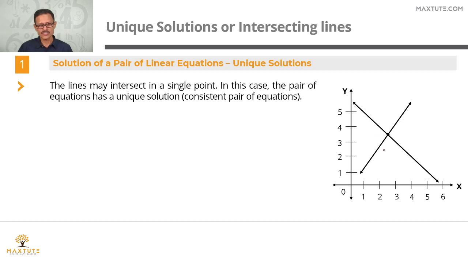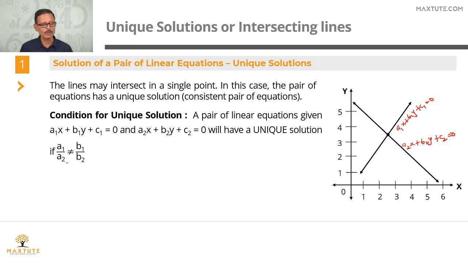If you have two straight lines, they could intersect at one point, as it happens in this diagram, in this graph. They may intersect at a single point. In that case, such a pair of linear equations will have a unique solution. Let's say this equation representing this line is a1x plus b1y plus c1 equals 0. And let's say the second line has an equation which is a2x plus b2y plus c2 equals 0. These two equations will intersect at one point and have a unique solution. When is that going to happen? That condition is this: a1 by a2 should not be equal to b1 by b2.